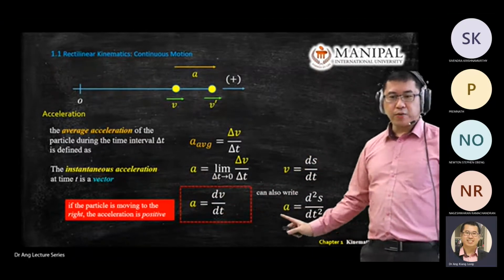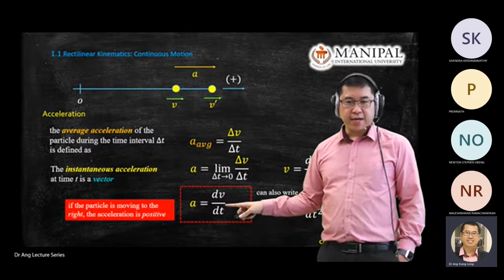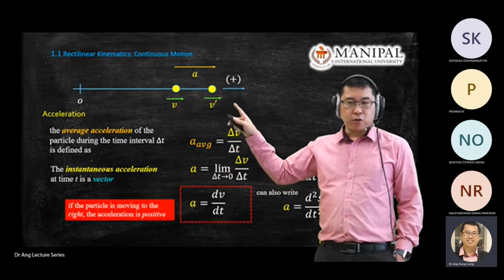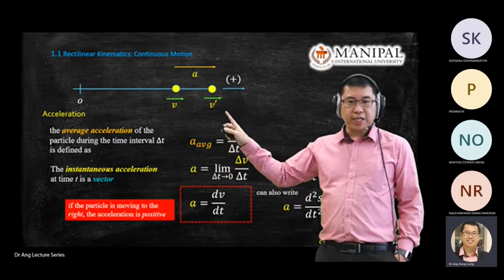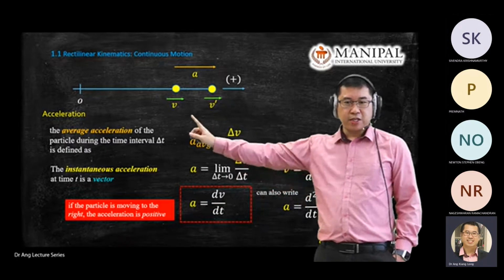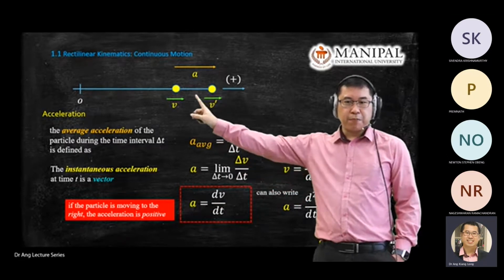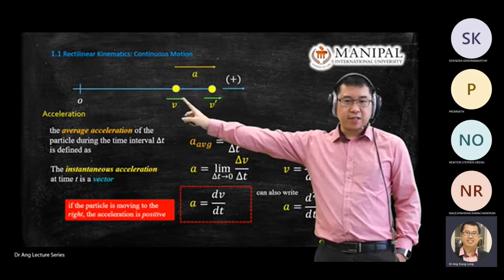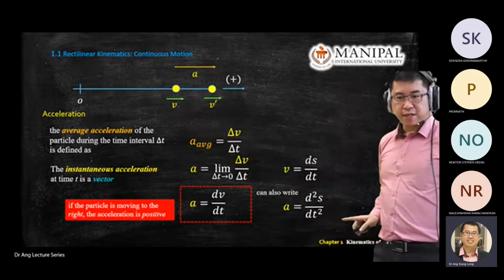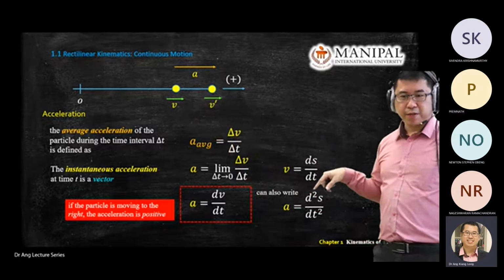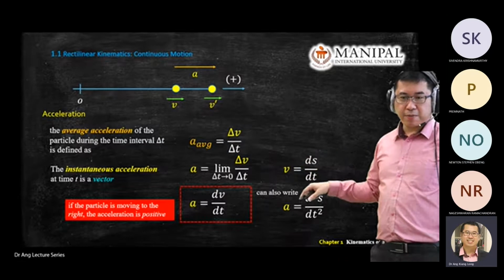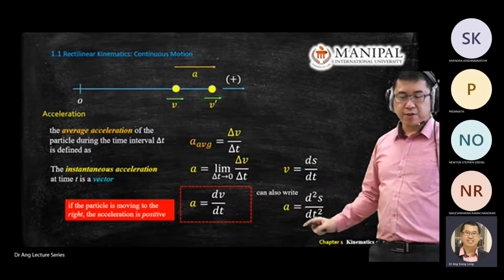There are two ways you write acceleration. One is with velocity. This is the general equation for acceleration. You need to look at the question. If the question gives you velocity, you use this one. If you look at the question and there is no velocity given, you're given the position S and the time between these two positions, then you use this equation. Okay, you find the velocity, then you differentiate one more time, you will get acceleration.